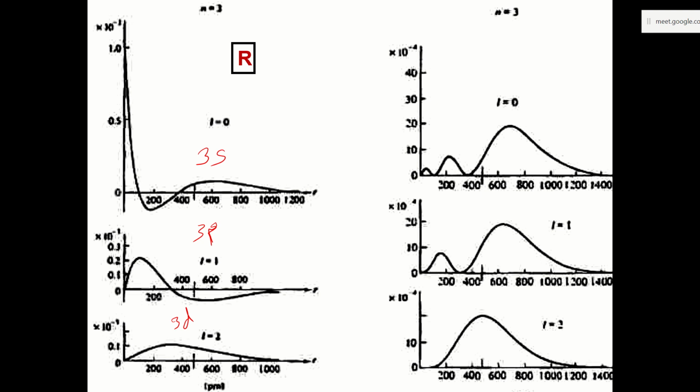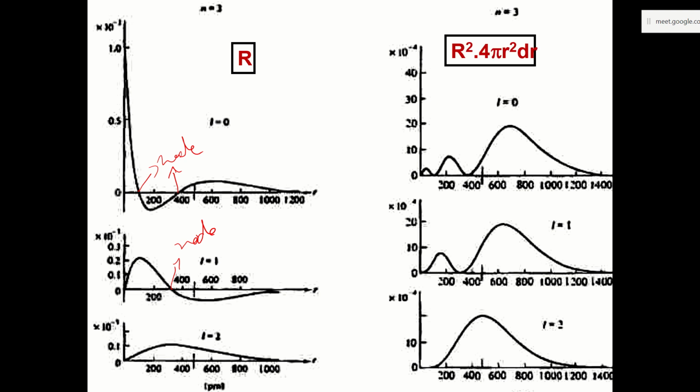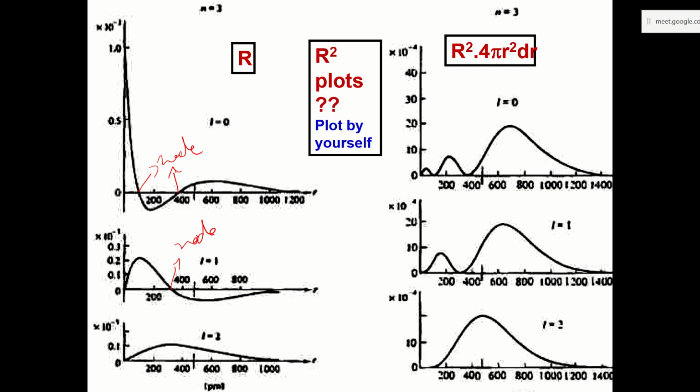So what you are able to see here, 3s, 3p, 3d, number of nodes. 3s has 2 nodes, 3p has 1 node, and in 3d you don't have any nodes. And finally, when you convert into probability, when we multiply with the 4 pi r square term, you square it and then multiply it, you get this kind of plot.